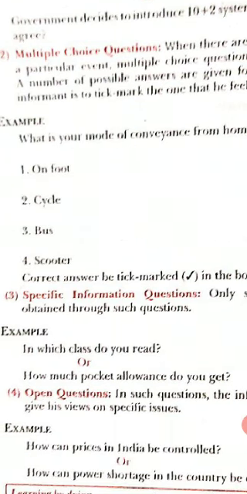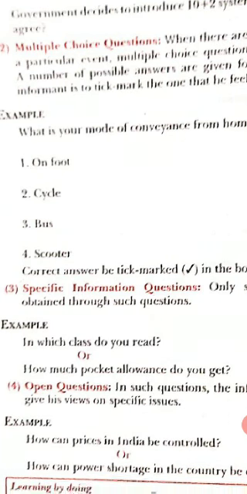Next is specific information based questions. What is the example of this type of question? Like, in which class do you read? The person can give an answer like 10th class or 8th class. How much pocket money do you get? So these are the specific information based questions.